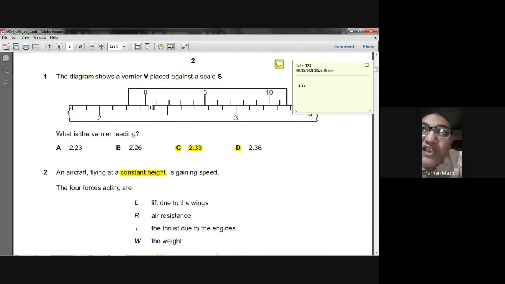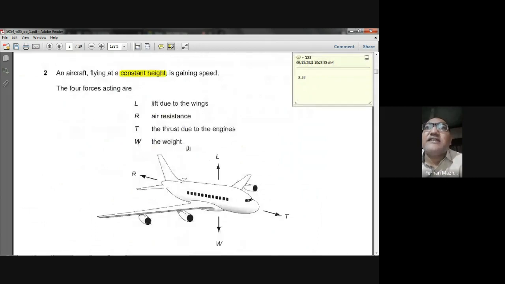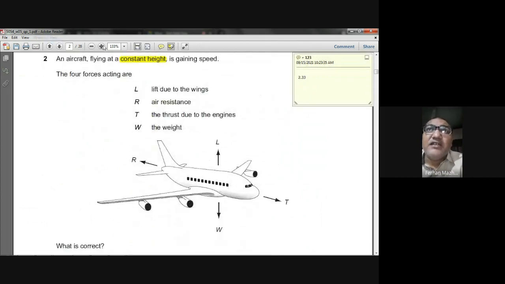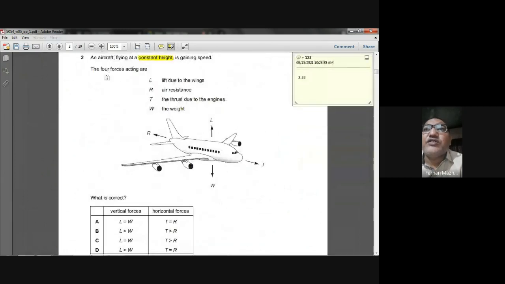If you check carefully, you will find this third line is most coinciding. So 1, 2, 3. After that number, you will write 3. So the reading is 2.33. So C is the choice. That was question number 1. Now let's move to question number 2, which is showing up on your screen. Let me close this.